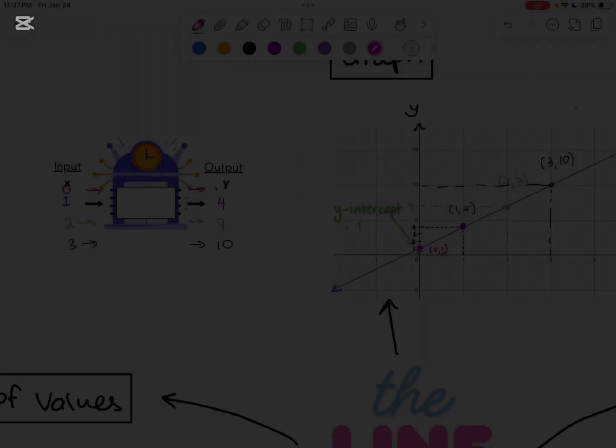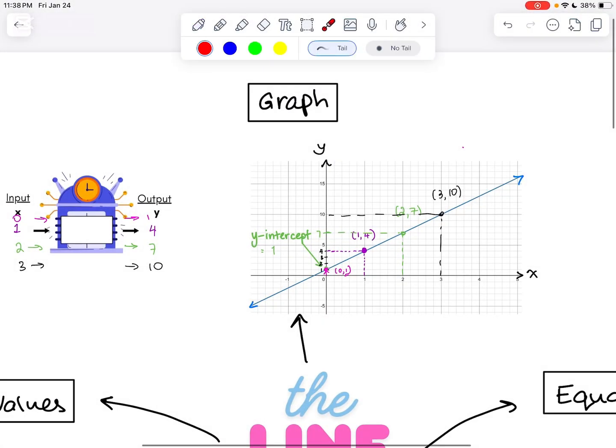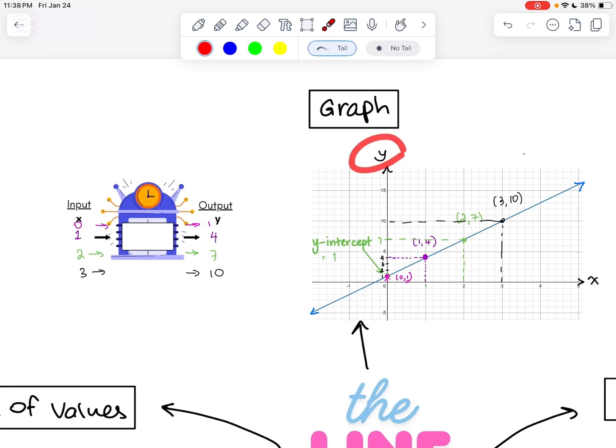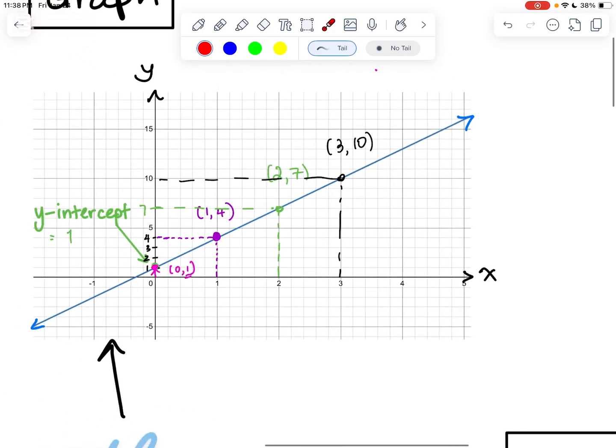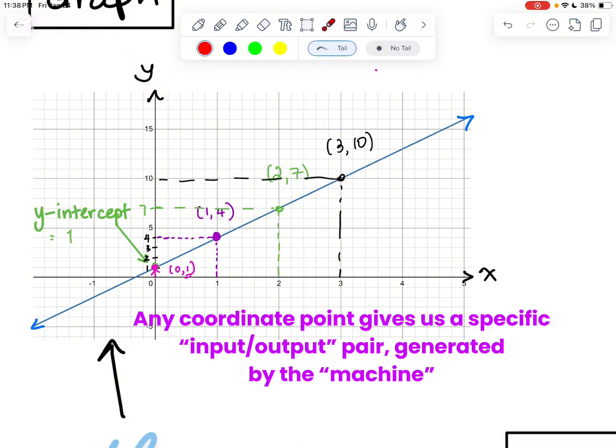So I hope you're starting to see that what this line holds is a ton of information about how these two things are related. And these two things could be, for example, how many hours you study versus your grade. But any dot on this line gives you how those two things are related.